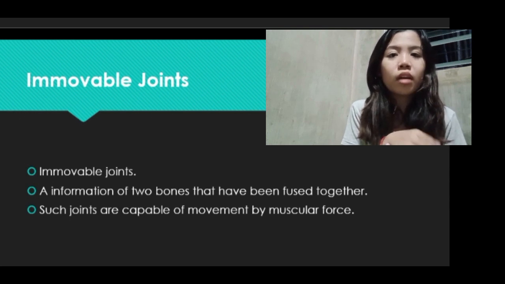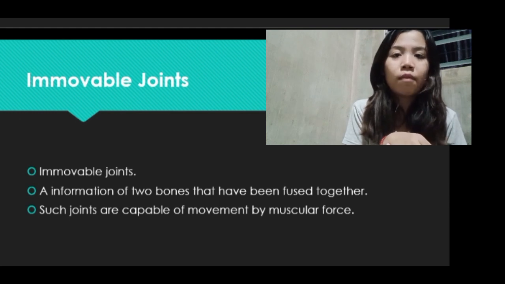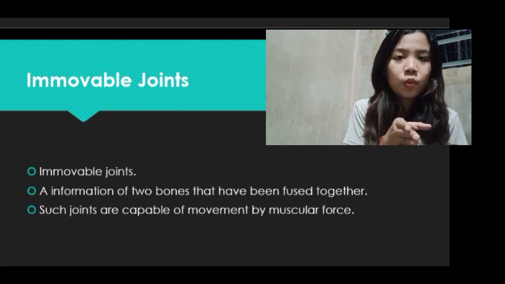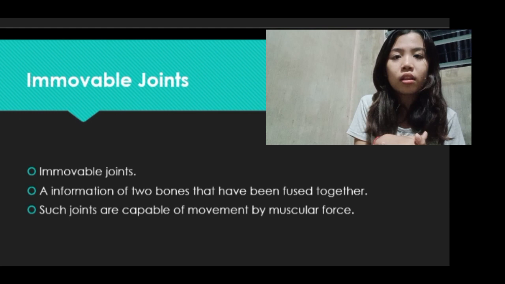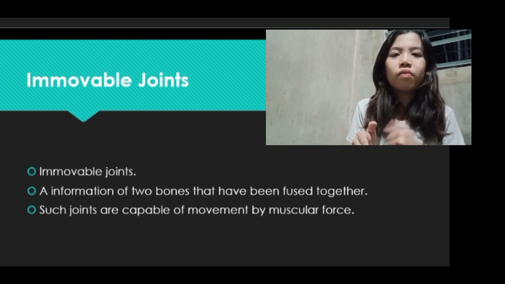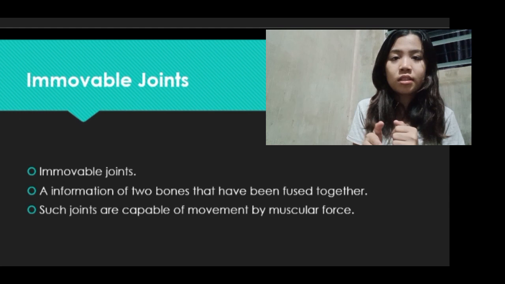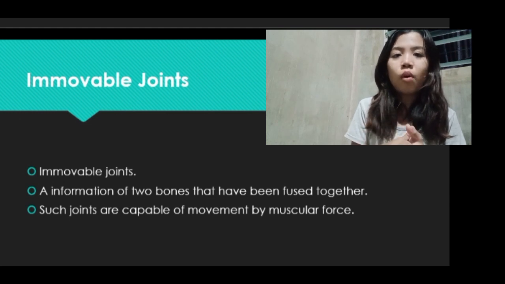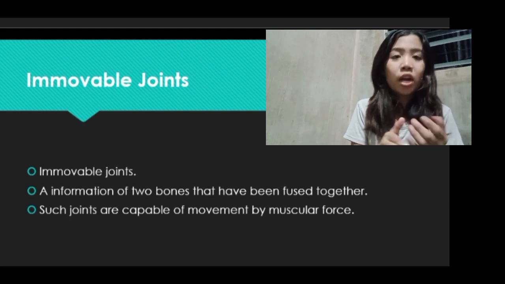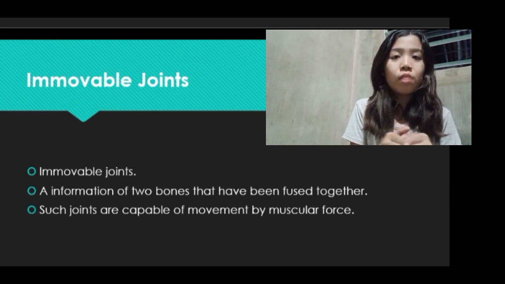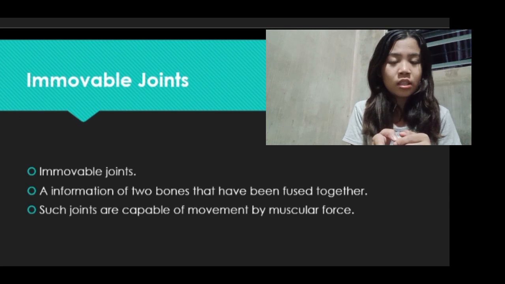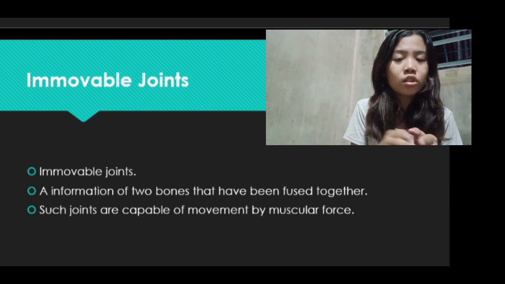So the term immovable can be a bit misleading. True, while these joints don't allow for the kind of movement we typically think of when we think about joints, like bending your elbow or rotating your waist, they can still respond to forces and pressures. They can slightly give or move under certain conditions, but this movement is minimal and not under voluntary control.